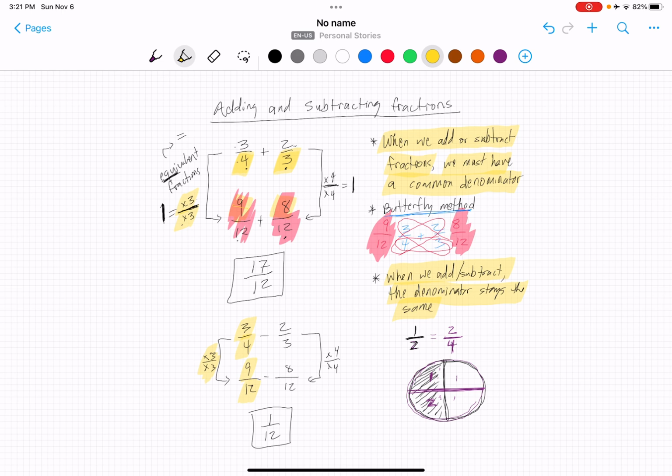In our example of addition, the numerator got larger. In our example of subtraction, the numerator got smaller. The denominator, notice in both instances, remained the same. It was still the 12.